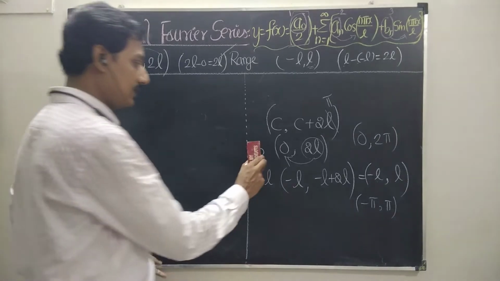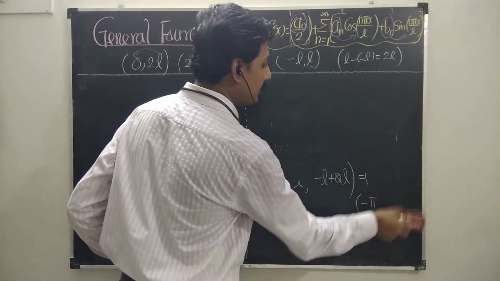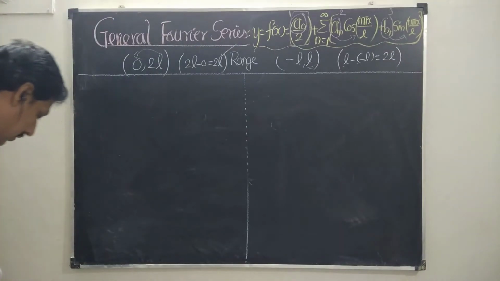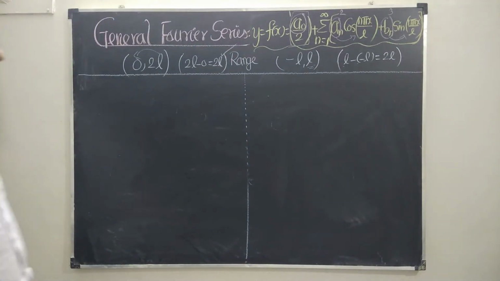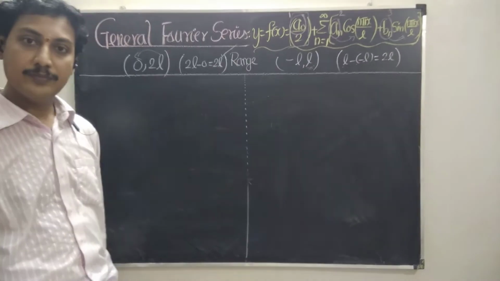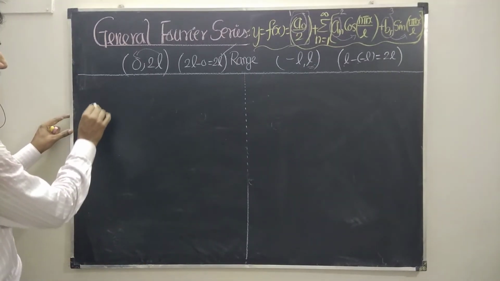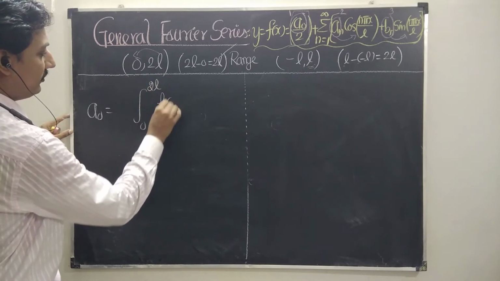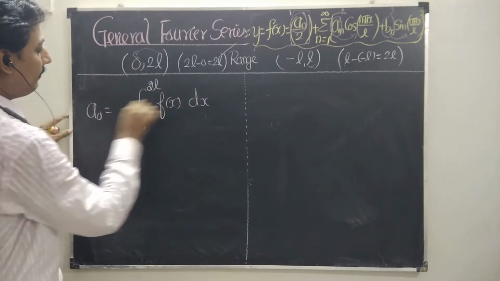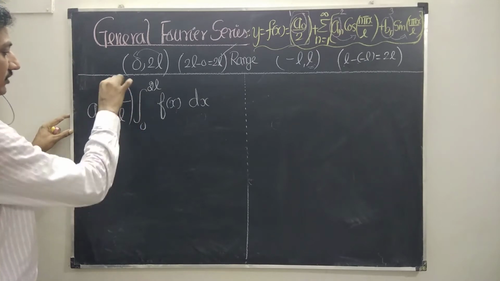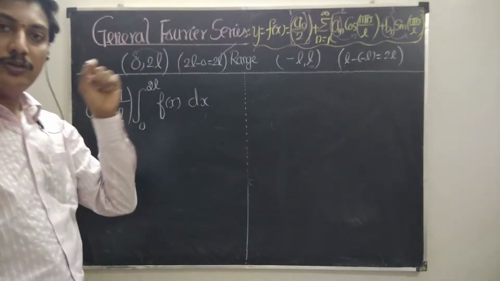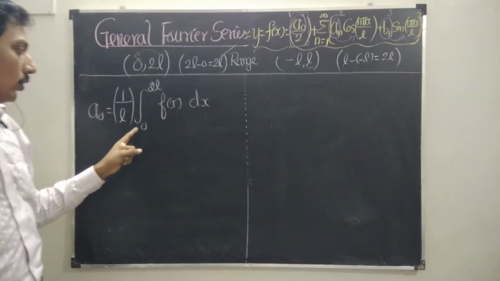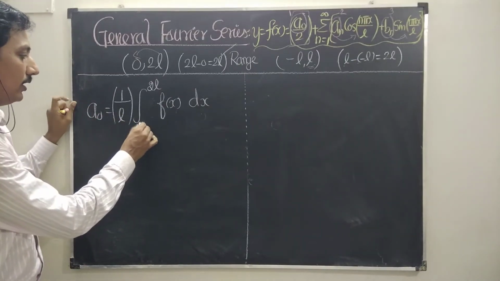Let us see the first one. What are the corresponding set of formulae to get a0, an, bn? What is a0? It is a constant term. So integrate the given function over the interval with respect to x and multiply by half of the range. Please see that, half of the range. So 1 by l, integrate the function f of x over the given interval 0, 2l.